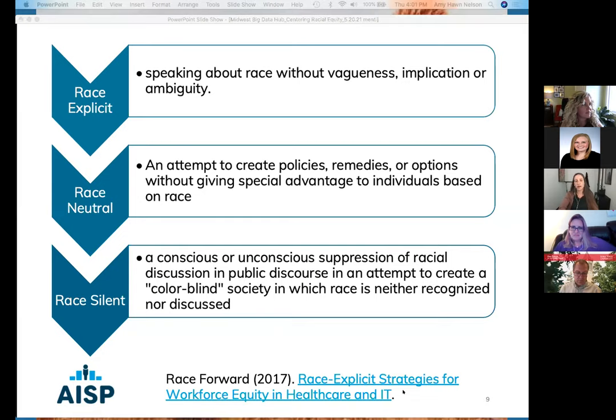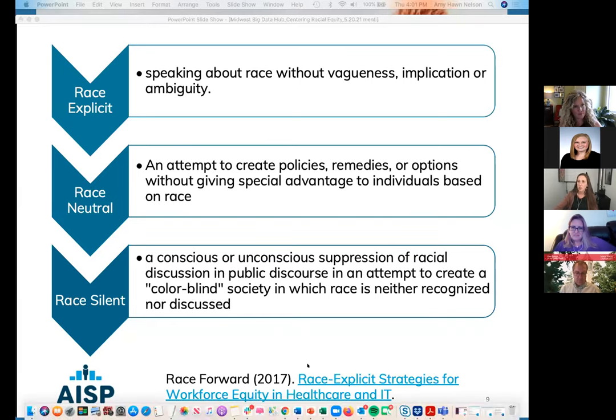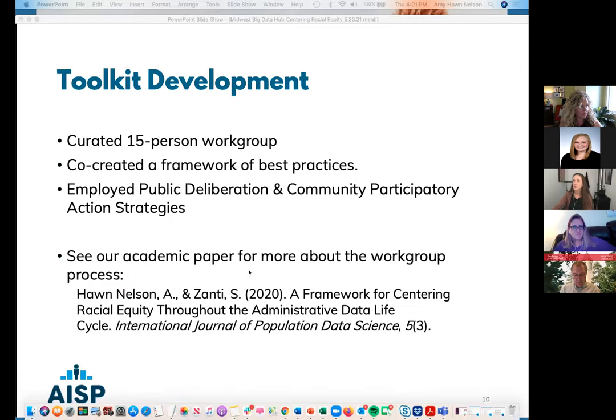There's a great report here by Race Forward. They're the group that supports the Government Alliance for Racial Equity, which we draw on heavily in the toolkit, and they were a part of our work group. So in this work, we will be race explicit. I do think that that's a really important first step. So if you would like to learn more about that, I would encourage you to do so.